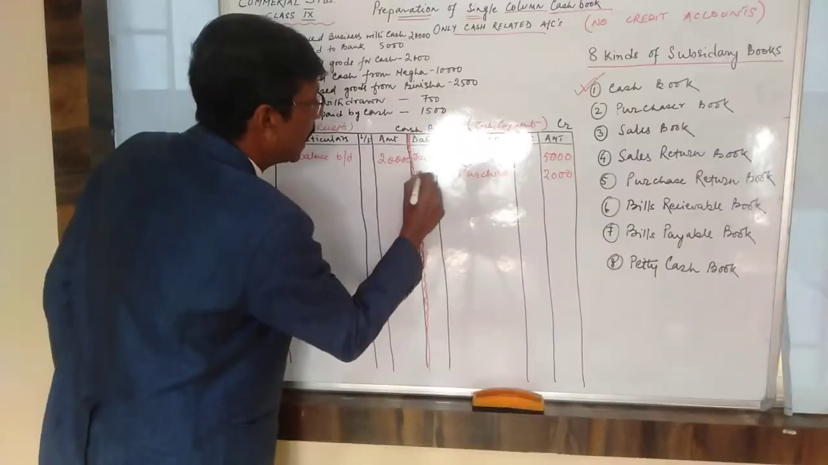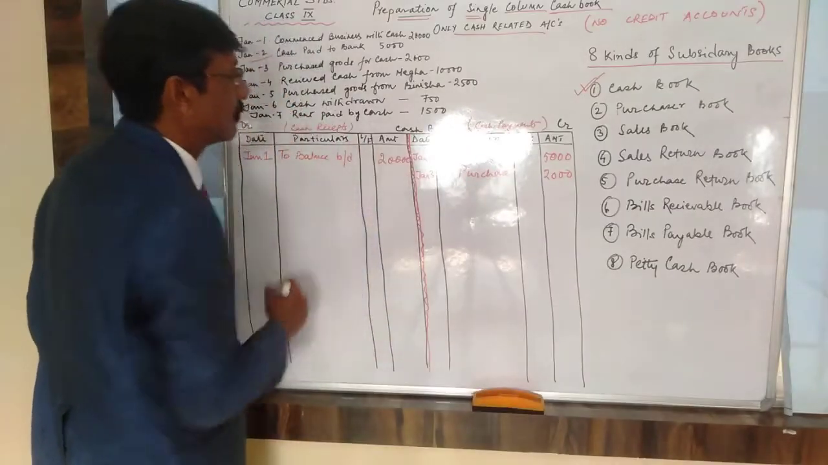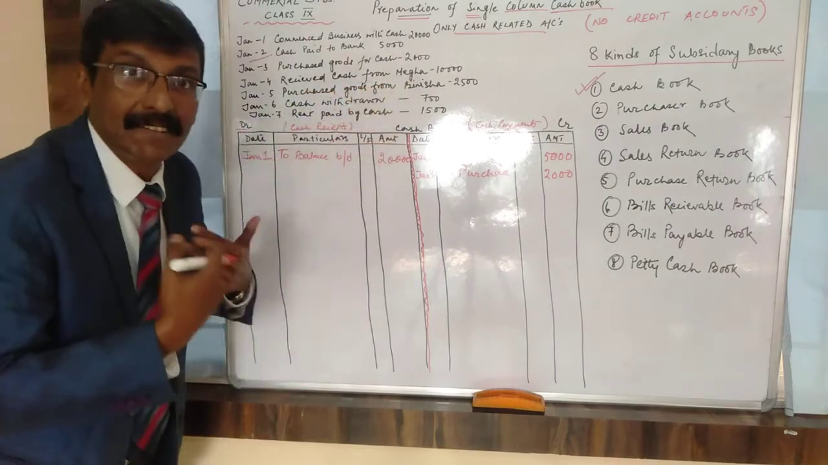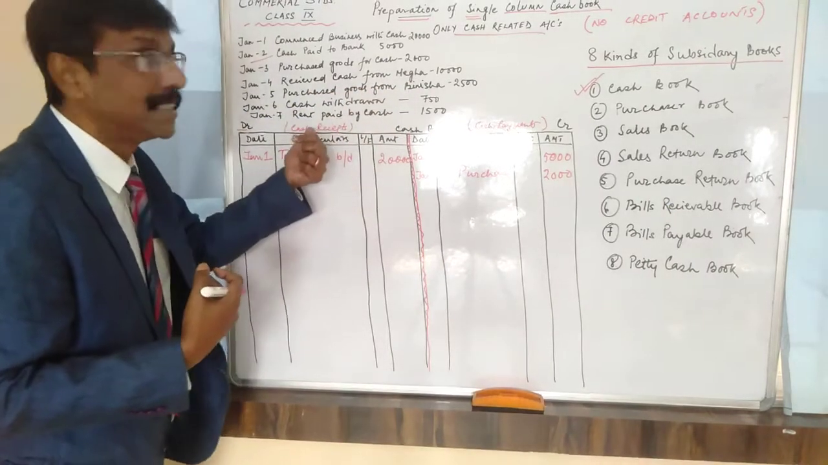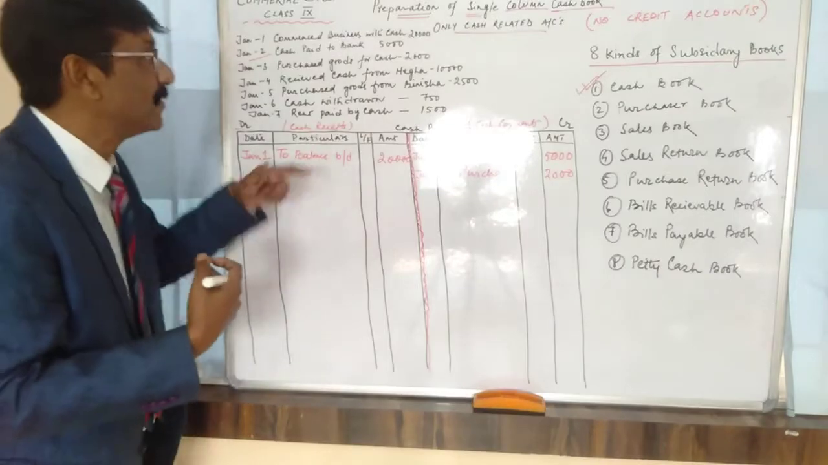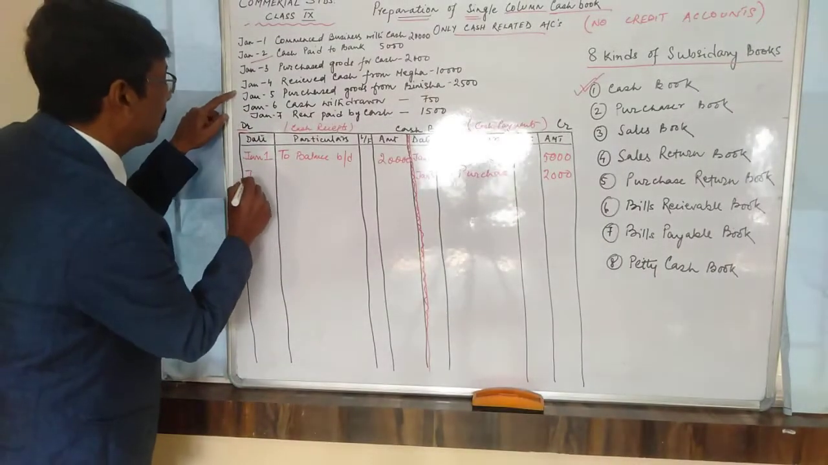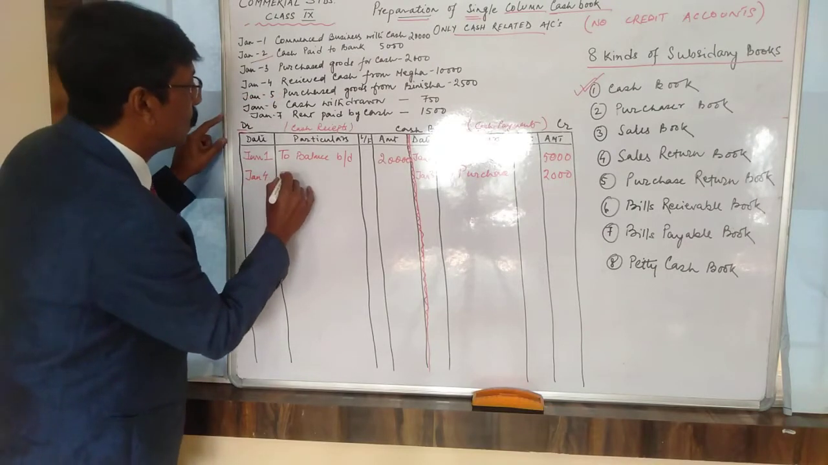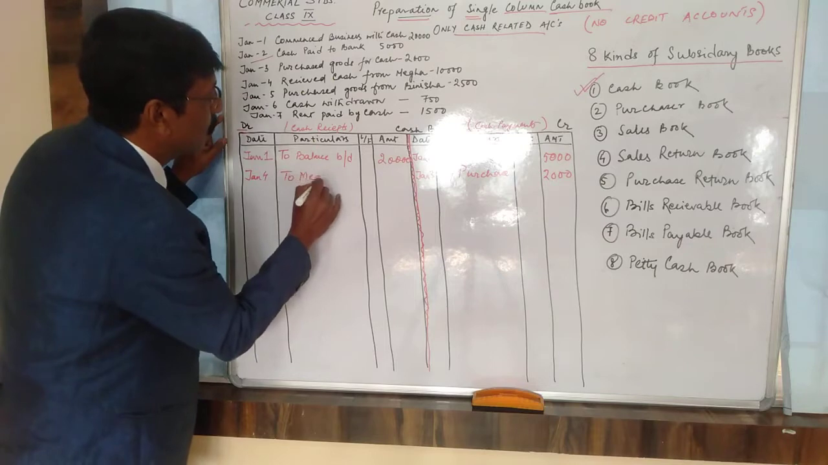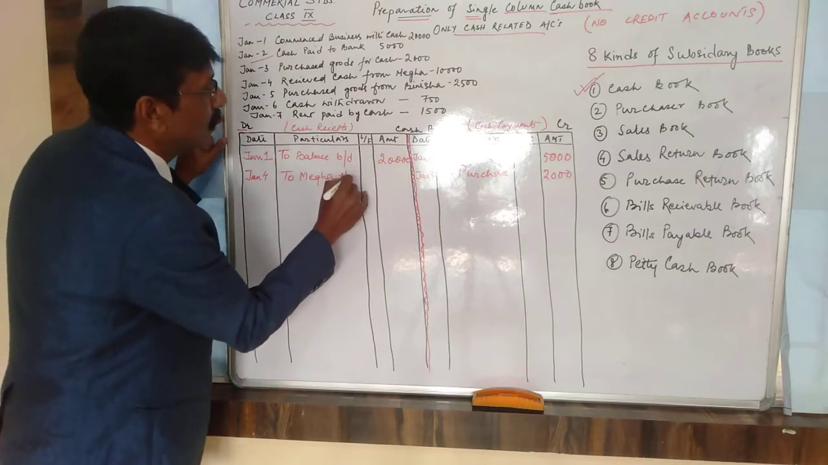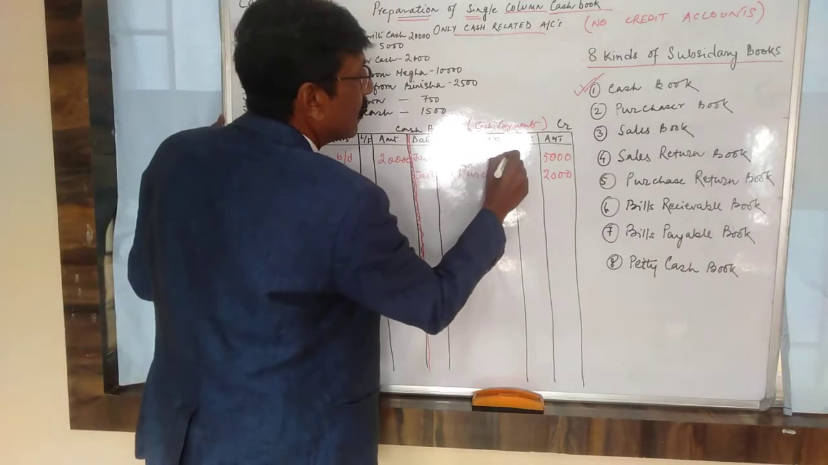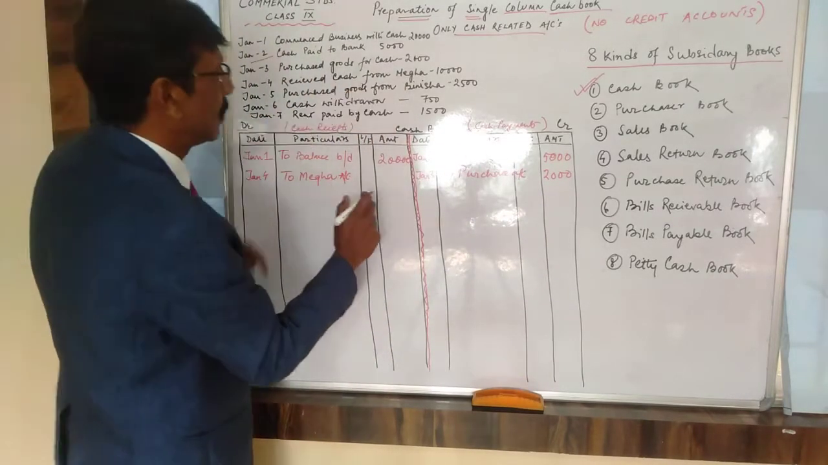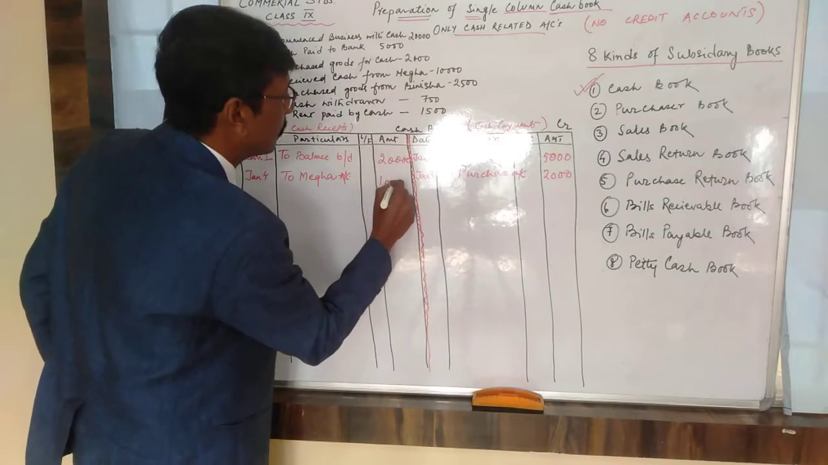Date January 3rd. Received cash from Megha. I have received cash from Megha. Receipt. I have received. Therefore, January 4th. Don't forget to give dates. January 2, Megha. To bank account, to purchase account, to Megha account, 10,000.